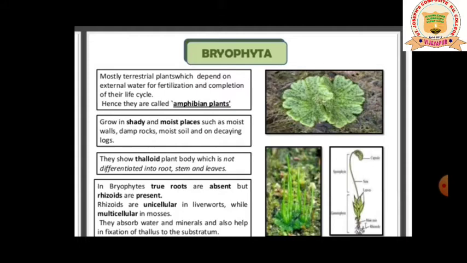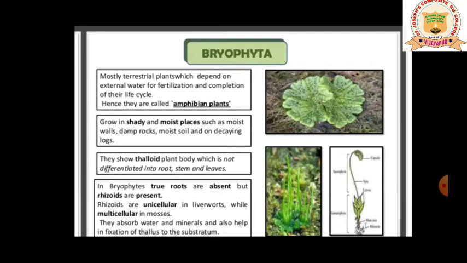In Bryophyta, true roots are absent but rhizoids are present. Again, 1 mark question. What are rhizoids? Now, the answer for this question is rhizoids are unicellular root-like structures present in bryophytes. So, what are rhizoids, my dear students? Rhizoids are root-like small structures present in bryophytes.